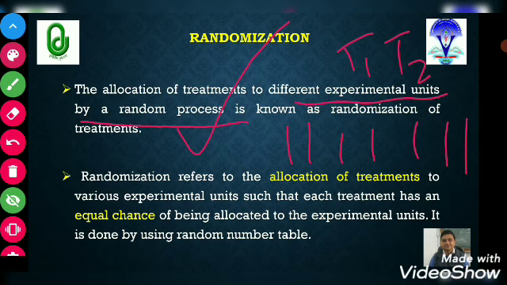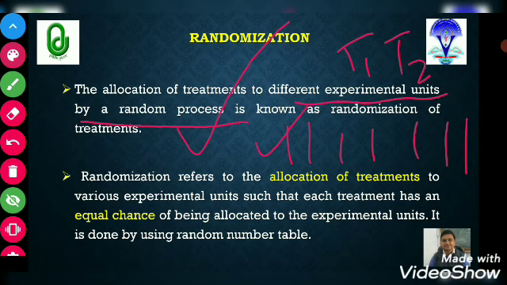So which animal should be given T1 and which animal should be applied with T2? If we are doing it by a random process, then it is called randomization. Otherwise, if we are doing it with certain bias, that okay, this animal A1 is looking good, so we will apply T2 on it. Animal 2 is looking weak, so we will apply T1.